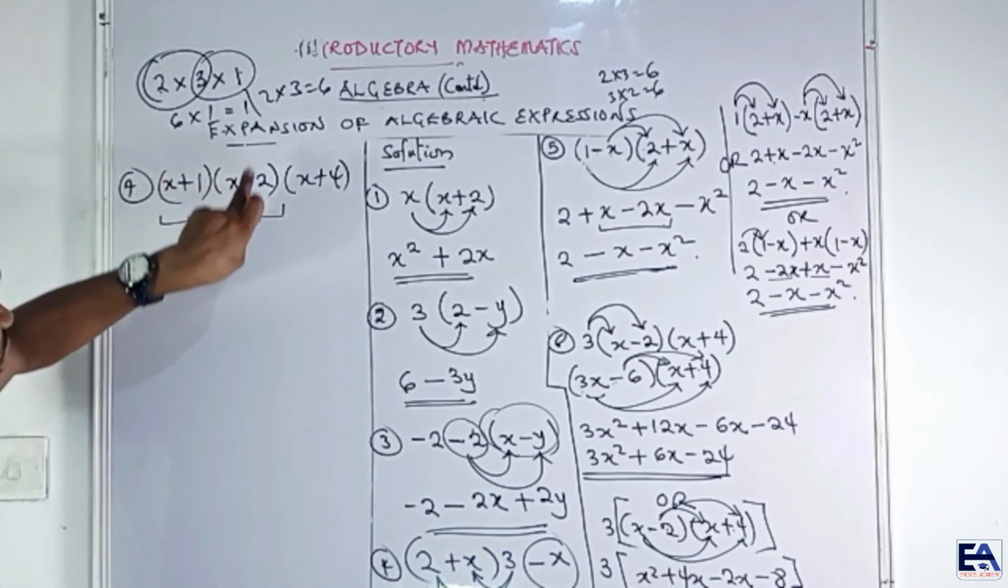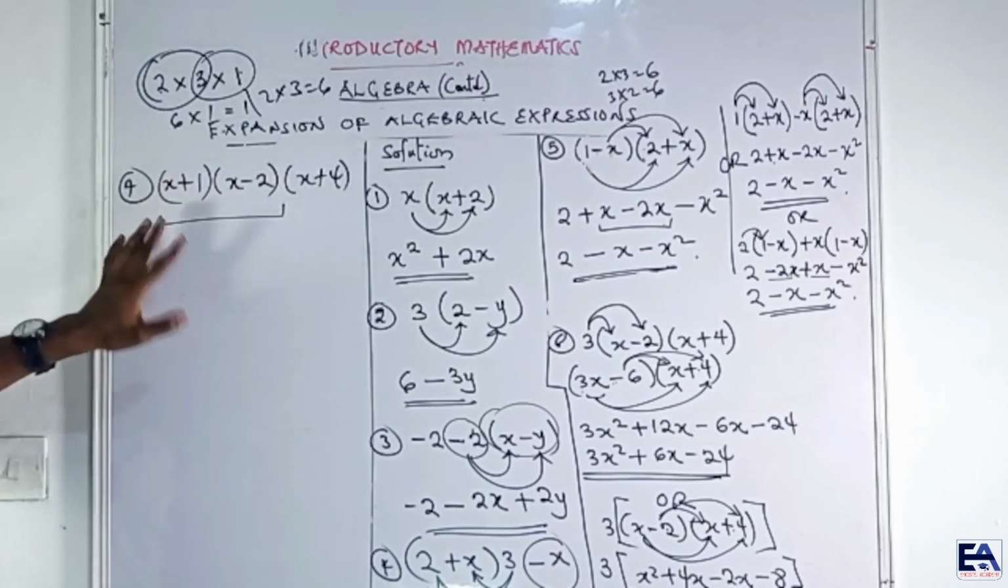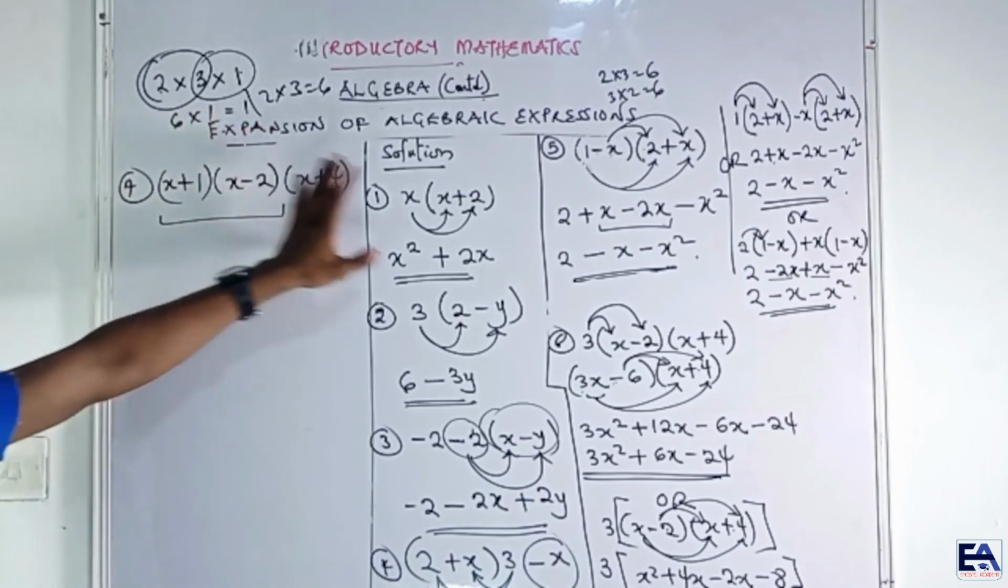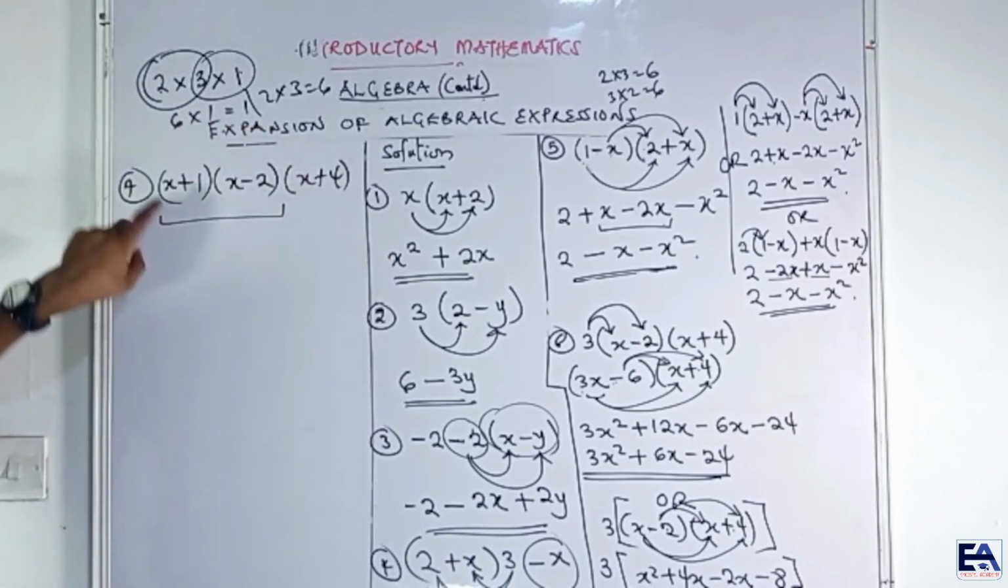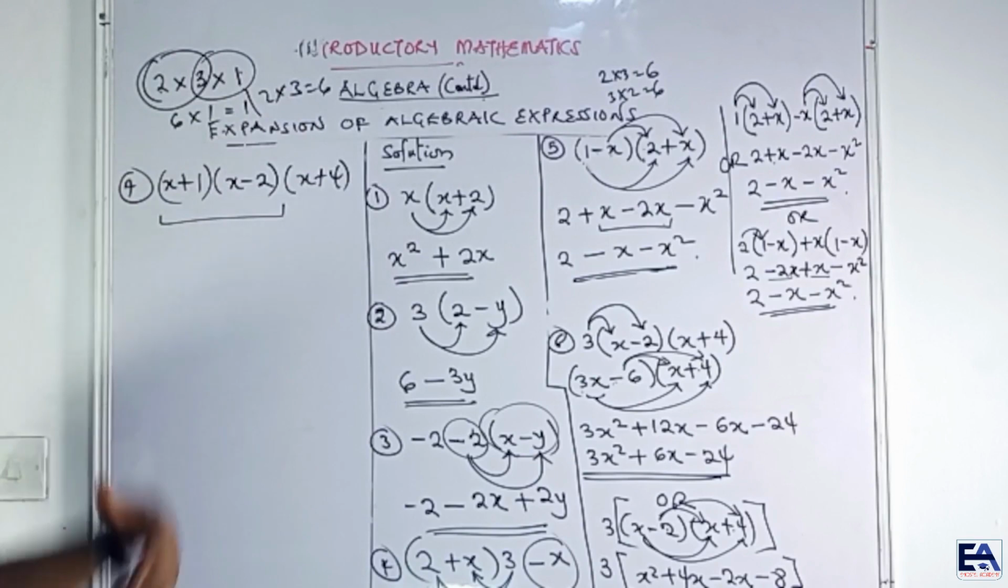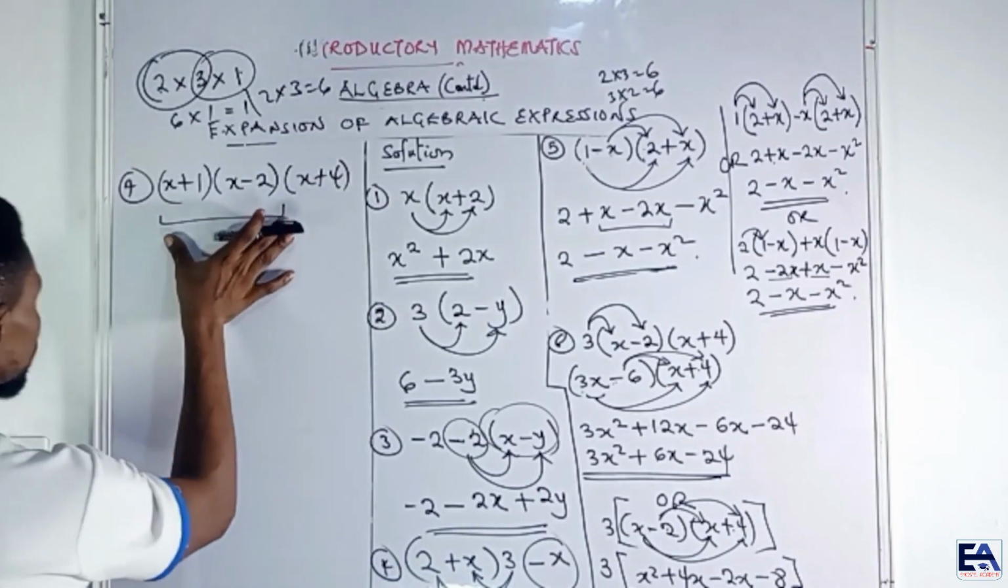This is multiplying this and multiplying this. So you can choose to resolve the first 2 or the last 2, whichever is convenient, or even the first and the last, and then add this one to it, you will still get the same result at the end of it all. So let's expand. I want to deal with the first 2 first.